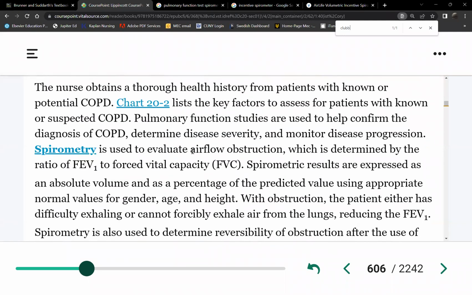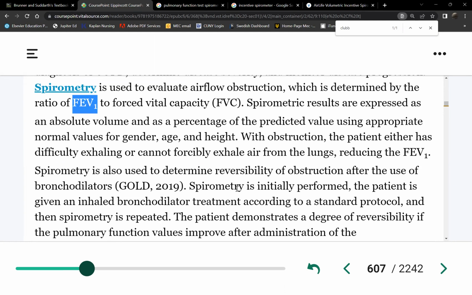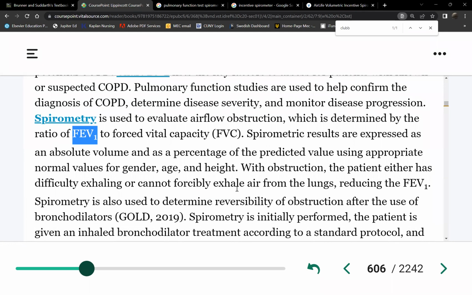So as already mentioned, the patient's FEV1 will be low depending on the grade, if it's GOLD 1, 2, 3, or 4. As the patient progresses, the lower the FEV1 will be. What is FEV1 again? Expiratory volume in 1 second.